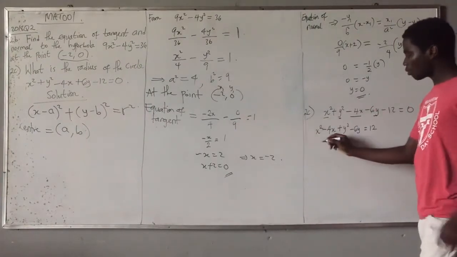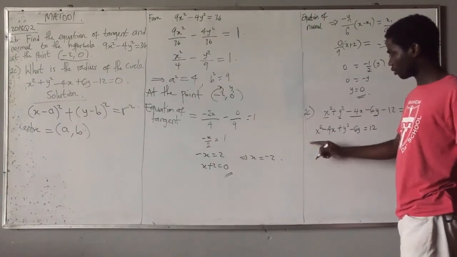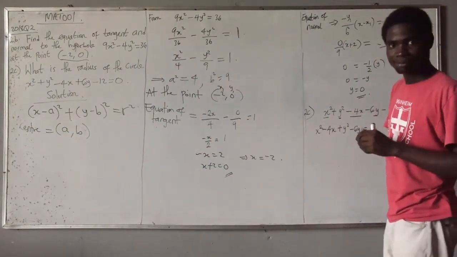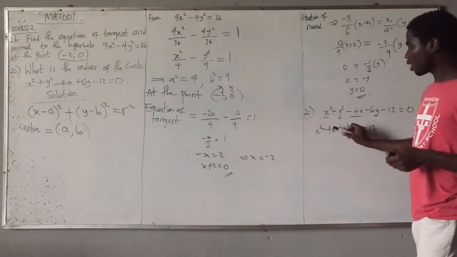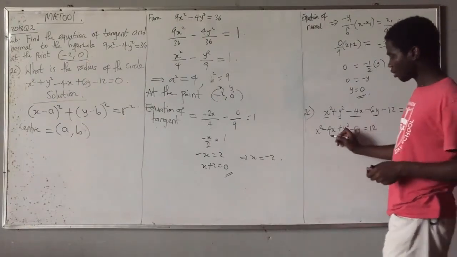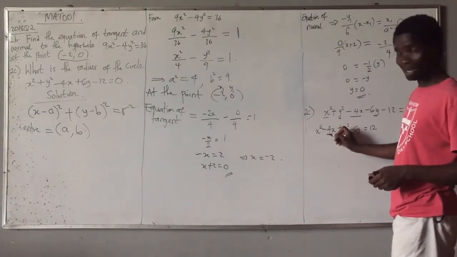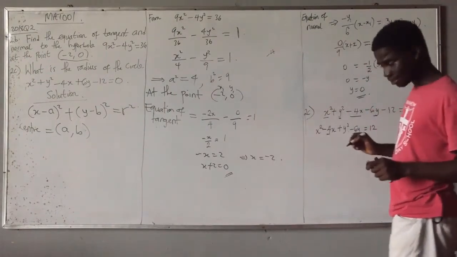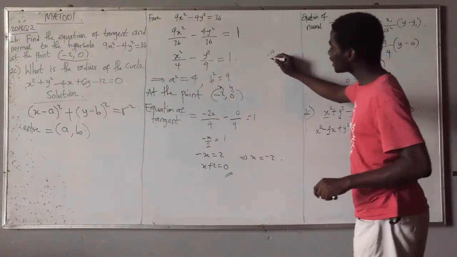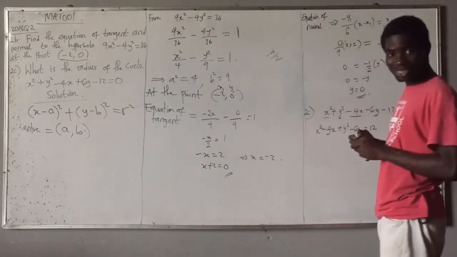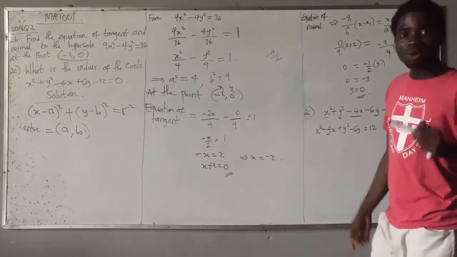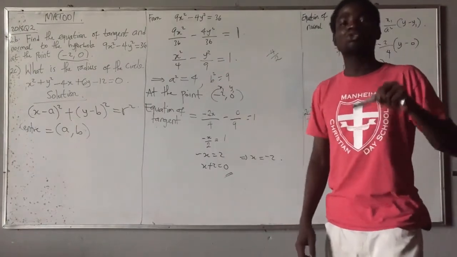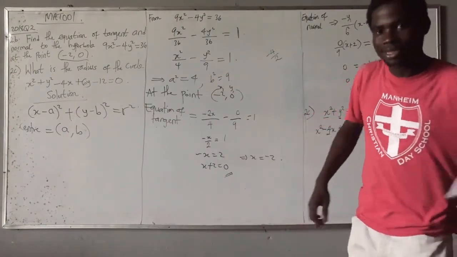Now I will do something. Let me show you what will happen here. Take the coefficient of x. The coefficient of x here is minus 4. Minus 4, right? Divide it by 2. Do you see that? The coefficient of x, take it, minus 4. Divide it by 2, then square it.